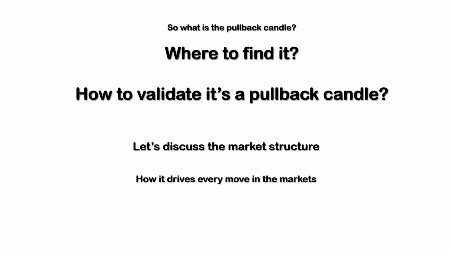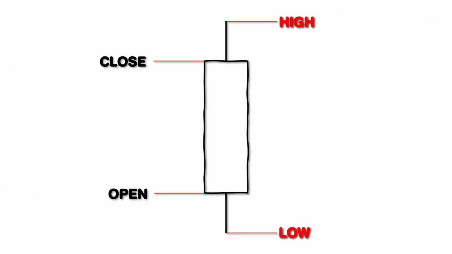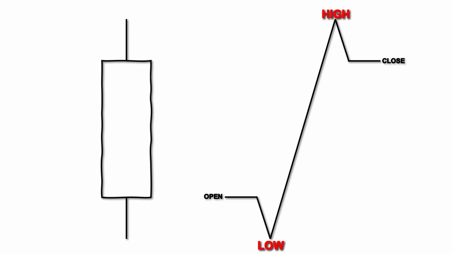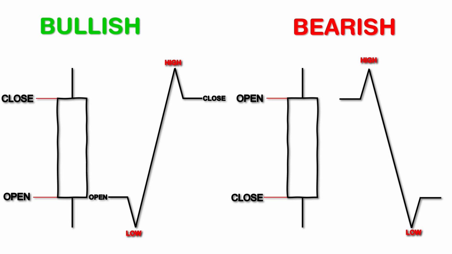So, let's discuss the market structure and how it drives every move in the markets. Every candle tells a story through its internal structure and its time period, which includes the open and close, high and low. From the moment a candle opens, price movements shape its high and low before it ultimately closes. The candle's closing price at the end of its time period is the key. It determines whether the candle forms a bullish structure or a bearish structure.